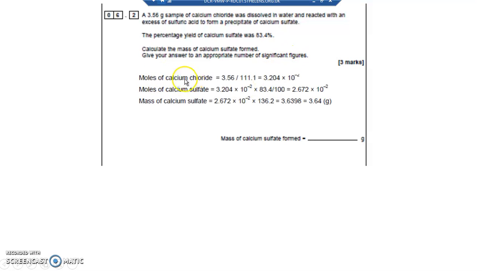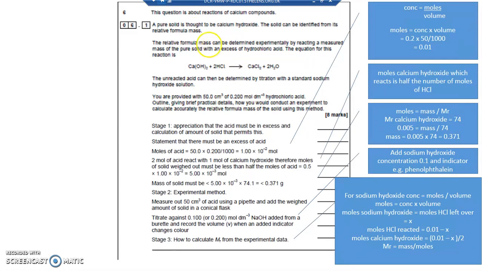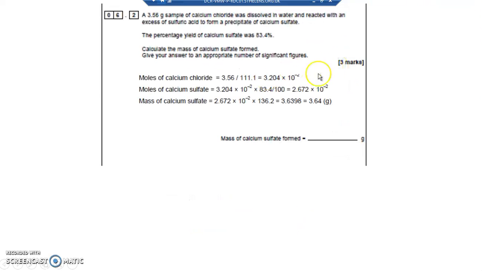The moles of calcium hydroxide. So, I've got 3.56 grams of calcium chloride. So I could work out the MR of calcium chloride. I've got calcium chloride here in my previous equation, if I wasn't sure, CaCl2. So that's a 40, add 2 35.5s, and so I know 111.1 is the MR of calcium chloride. So moles is mass divided by 111.1. 3.204 times 10 to the minus 2 is the number of moles of calcium chloride.